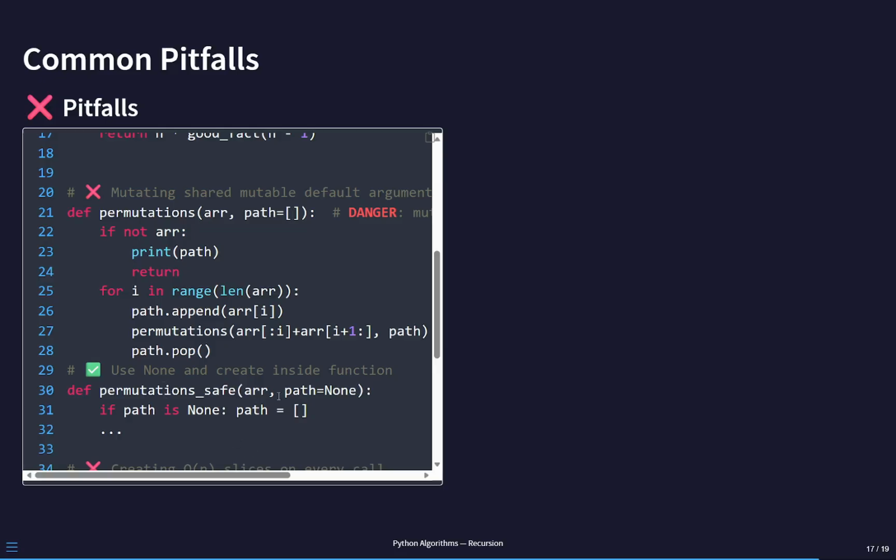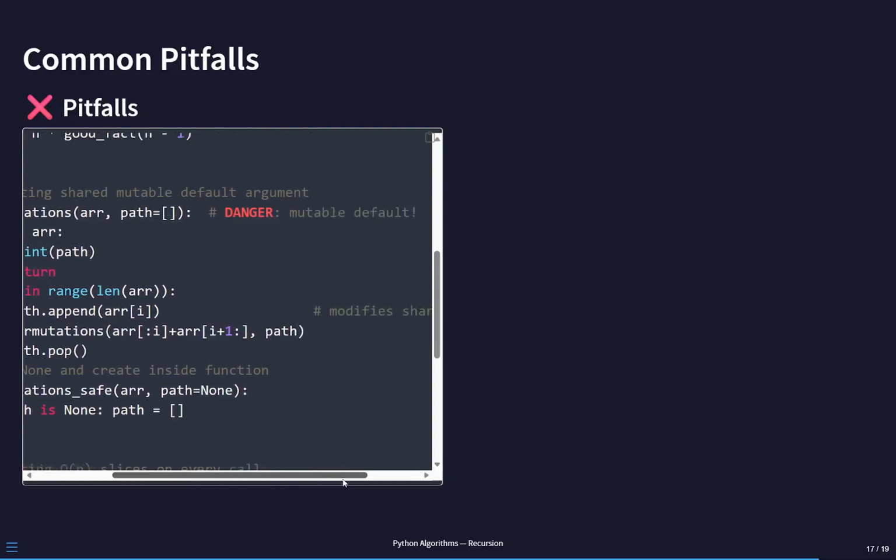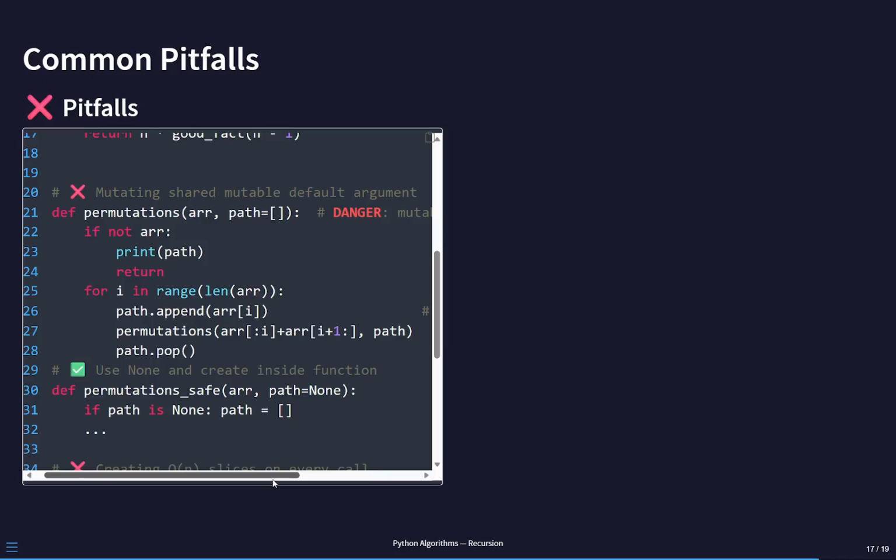Mutable default argument. Defining permutations with arranged equals an empty list as a default uses a single list object shared across all calls. The first call works.